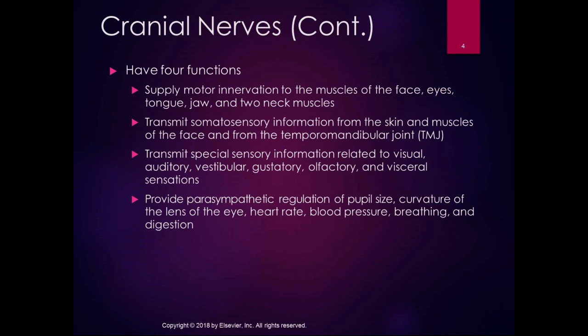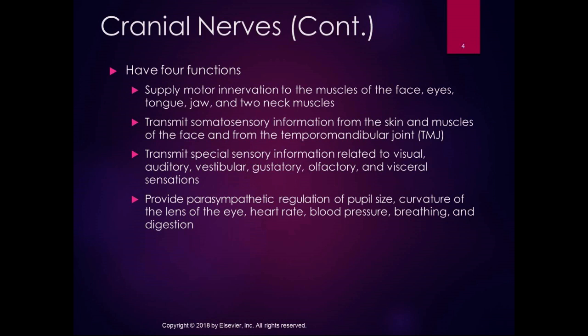So you can sort of think of the cranial nerves, their motor function. They provide motor function for the head, just like the motor neurons provide motor function for the rest of the body. The cranial nerves also transmit somatosensory information from the skin and muscles of the face and from the temporomandibular joint. So again, it's analogous to the somatosensory system of the body, but it's for the face. Okay? So the cranial nerves are sort of like a mini peripheral nervous system for the head and face.